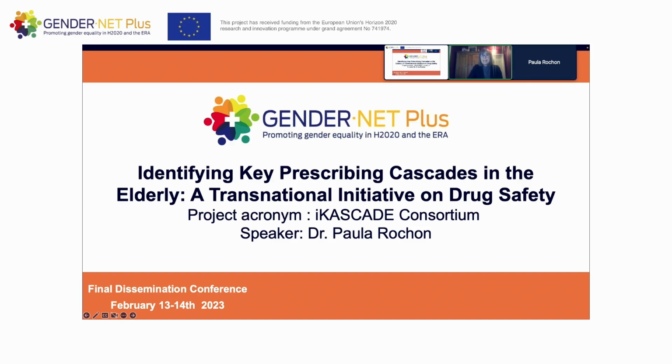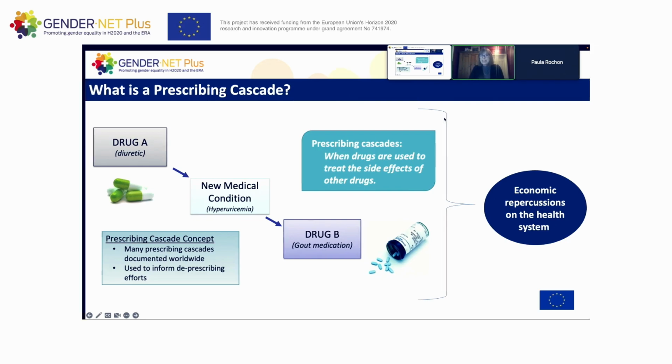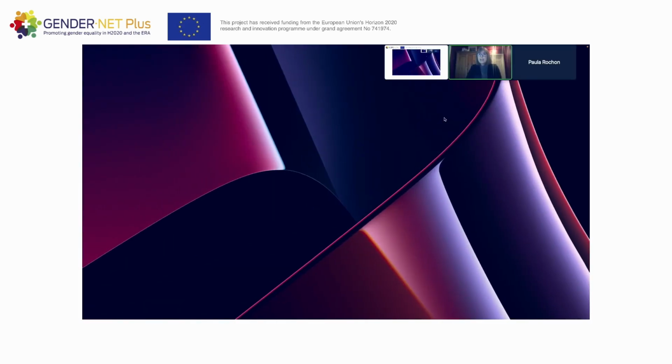iCASCADE team. So our team has been looking at the association between prescribing cascades and gender. Just to give you a little bit of context, because you may not all know about this, prescribing cascades basically occur when a drug is given to a person, a new medical condition or a drug side effect actually occurs, and it's interpreted as being a new medical condition. And then the person gets another drug, and on and on and on.